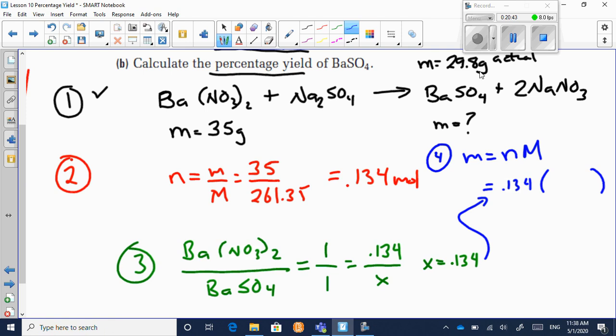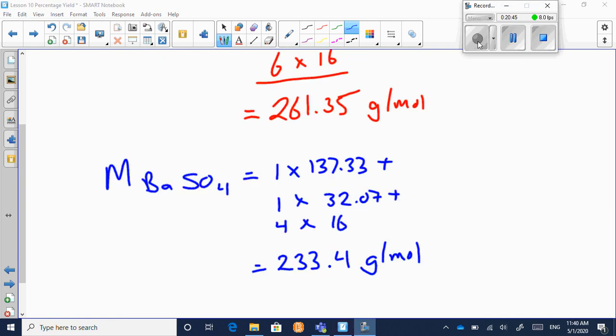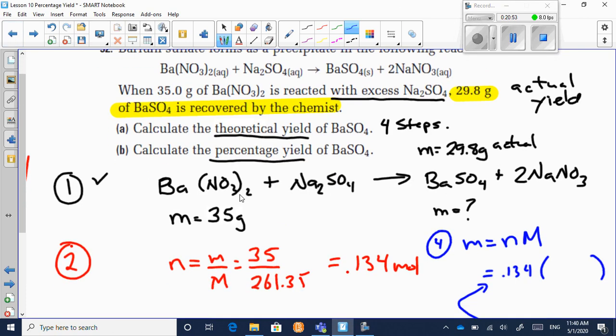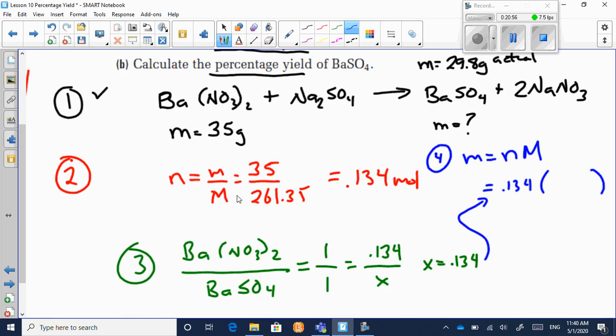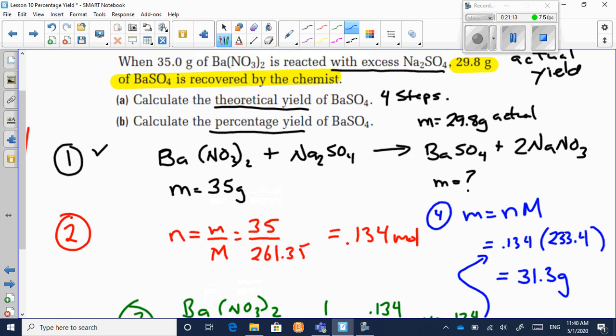So here we go. I'm going to go calculate that. So I calculated the molar mass of barium sulfate right here. I get 233.4. So I'm ready to finish part A off. So I'll put in 233.4. And when I multiply times 0.134, I make 31.3 grams. Okay, so that is my theoretical yield. So I've done part A. I just used my 4 steps of stoichiometry.